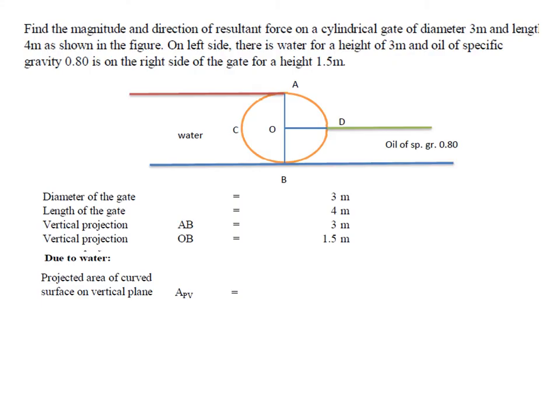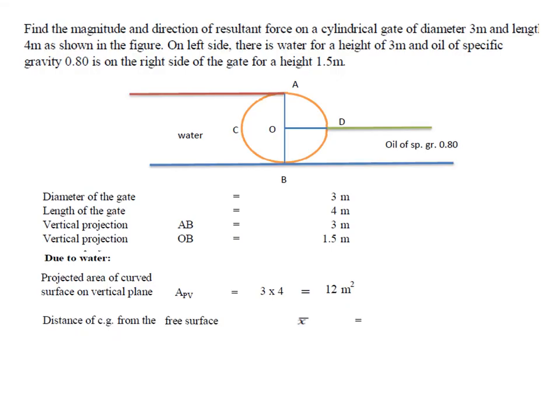Length is 4 meters. So AB is nothing but 3 meters, that is the diameter, into 4, which will give you the projected area. That will be 3 into 4, which is 12 meters square. Now the distance of that. Here this is the projected area.